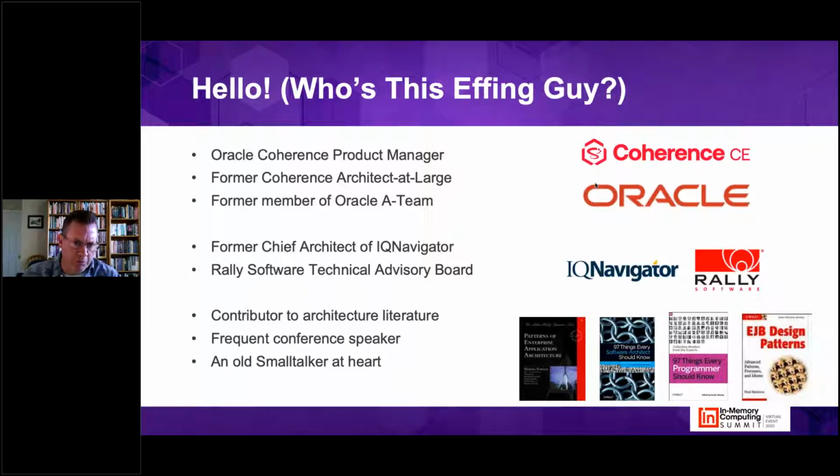I came from a company called IQ Navigator where I was chief architect. And during those years, I was also on the technical advisory board of Raleigh Software Development Corporation. And I've enjoyed contributing to software architecture literature over the years. I'm kind of embarrassed to admit it, but way back in the day, I contributed to this book called EJB Design Patterns by Floyd Marinescu, and a few more recent books since. So that's a little bit about me.